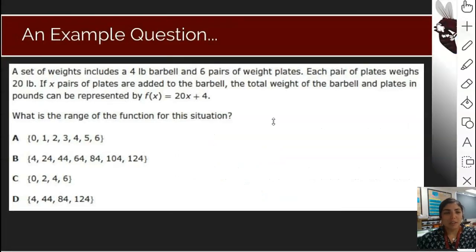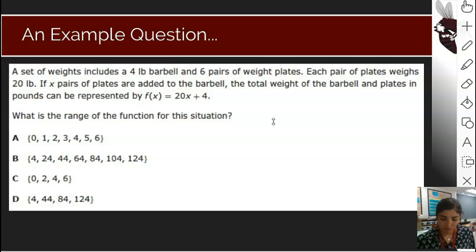Our second example here is a discrete example, just to show you a little bit of the difference between a continuous and a discrete example. It says, a set of weights includes a 4-pound barbell and 6 pairs of weight plates. Each pair of plates weighs 20 pounds. If x pairs of plates are added to the barbell, the total weight of the barbell and plates in pounds can be represented by this function, f of x equals 20x plus 4.